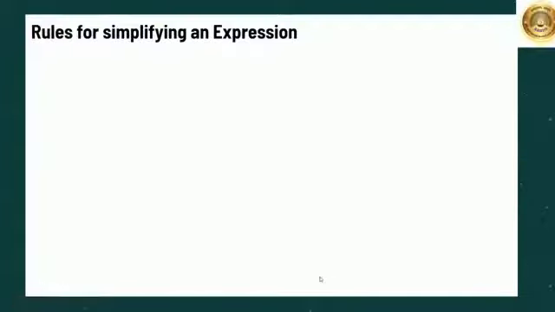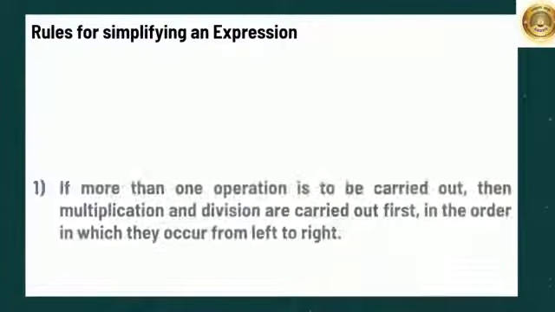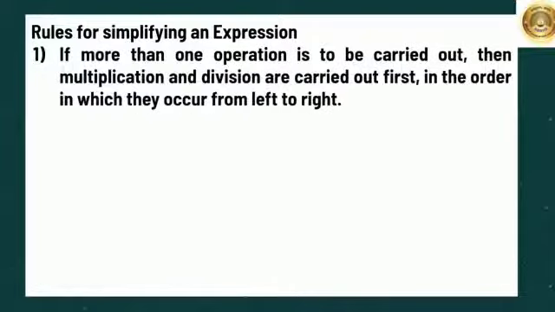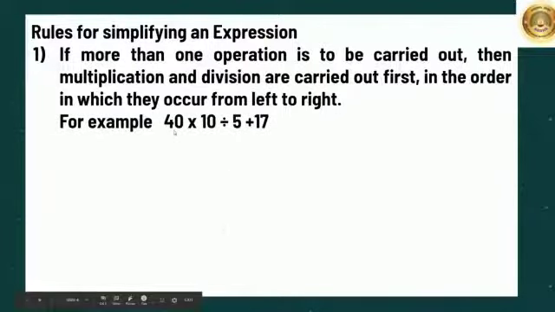The rules for simplifying an expression. The first one is, if more than one operation is to be carried out, then multiplication and division are carried out first in the order in which they occur from left to right. Let us see an example. Now this mathematical expression has got multiplication and division and also addition. But what does the rule say? We have to do multiplication and division first. And the order is whichever operation is occurring from left to right.